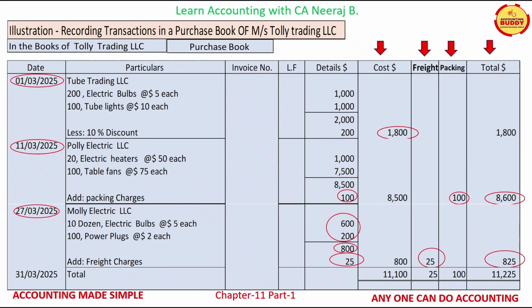At the end of the month, all the columns of the purchase book are totaled. In our illustration, the total cost of the goods purchased is $11,100 and the total freight and the packing charges are $25 and $100 respectively. The total value payable to various suppliers comes to $11,225.